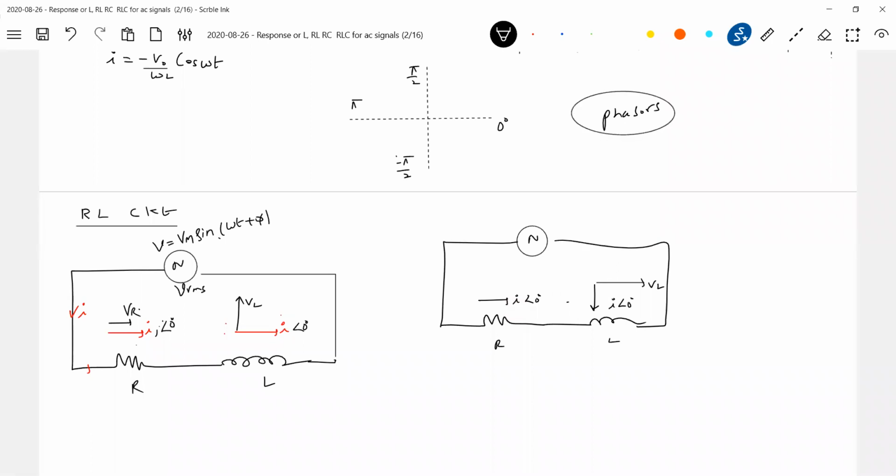Phasors, vectors. What happens? The physical quantities in mechanics we call vectors. Here, in an electric circuit, the voltages and currents are called phasors. They have some phase angle. In SHM we say phase angle, phase, initial phase, something similar here.